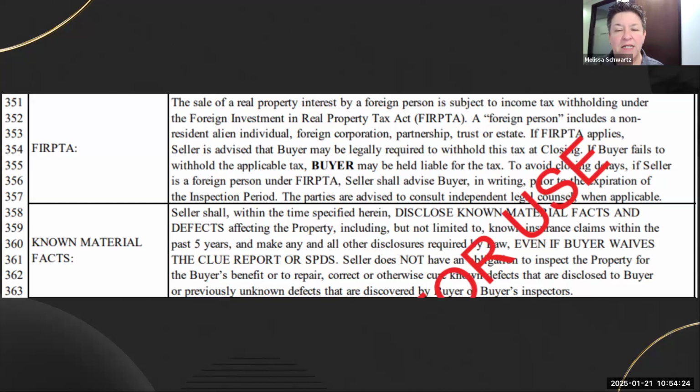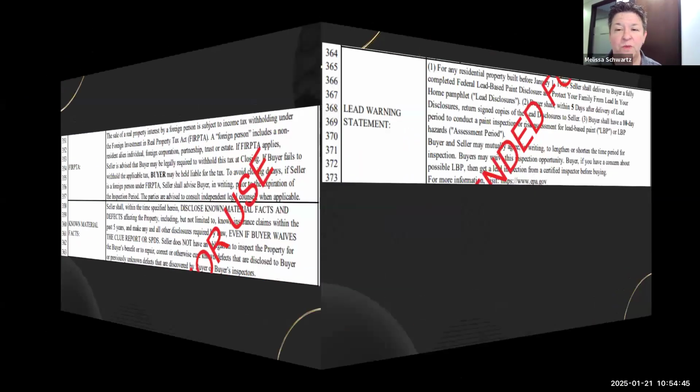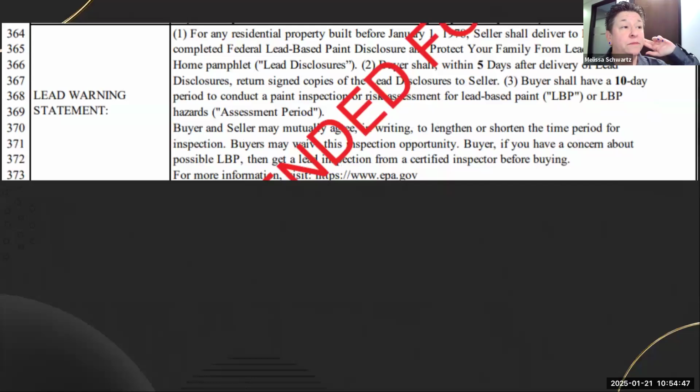Known material facts: the seller has to disclose known material facts, even if the buyer waives the CLUE report or SPDS. It's spelled out very clearly. Sorry, that's not a pass that you don't have to say something. These flippers that are selling properties know full well they've got issues and they're not disclosing them. They can be held liable. Of course, you have to prove that they knew it. That's the biggest problem.